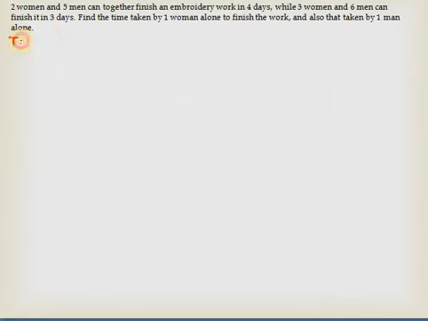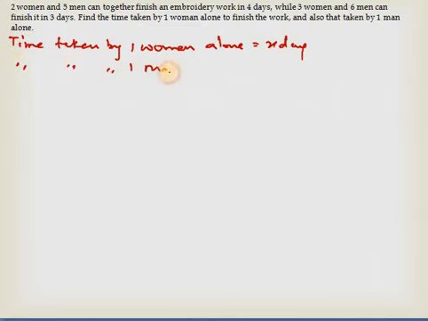So I'm just writing: time taken by 1 woman alone is equal to x days. Similarly, time taken by 1 man alone is y days. For such questions we first have to write the time taken. Now, what is 1 day's work?